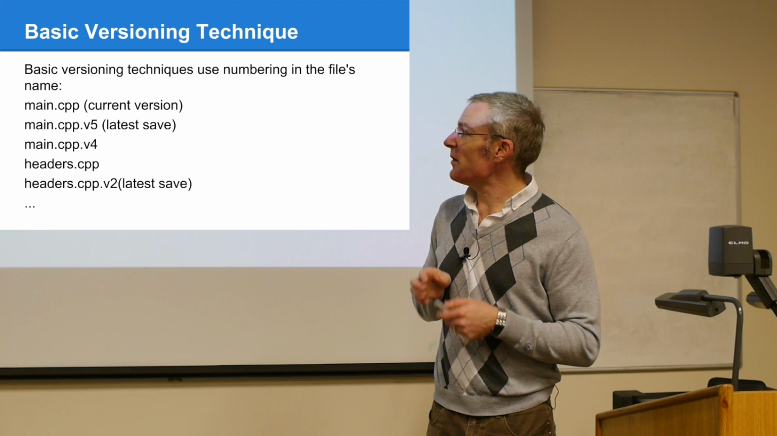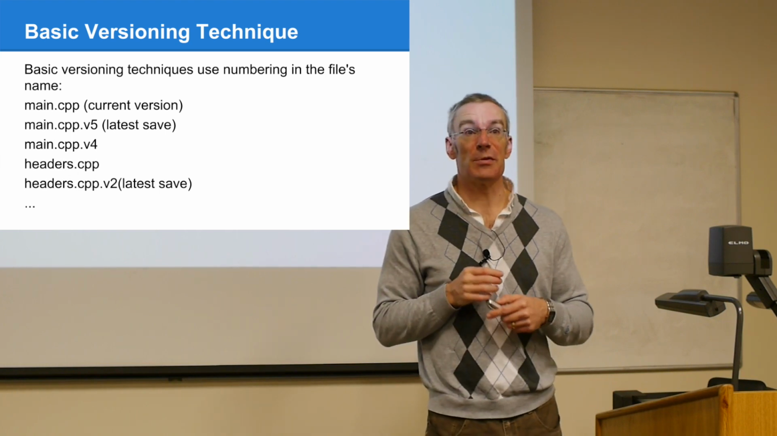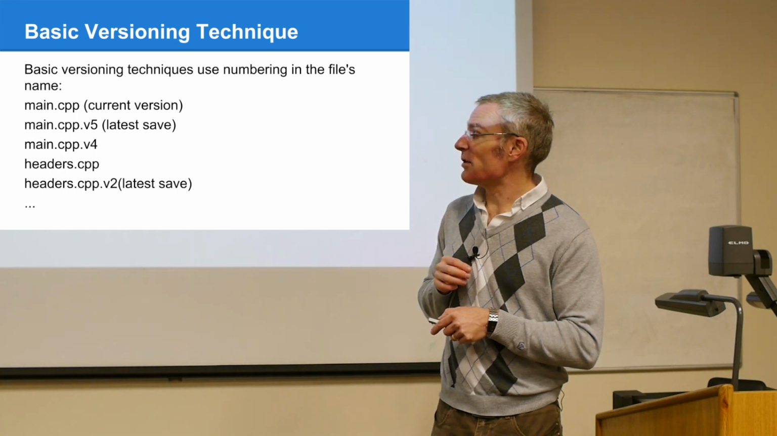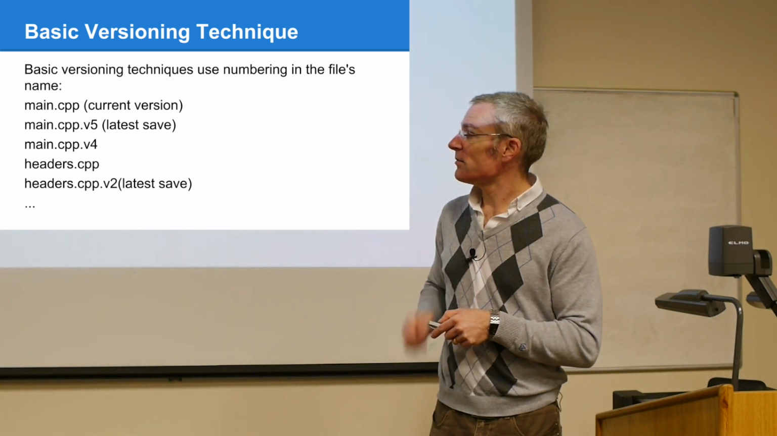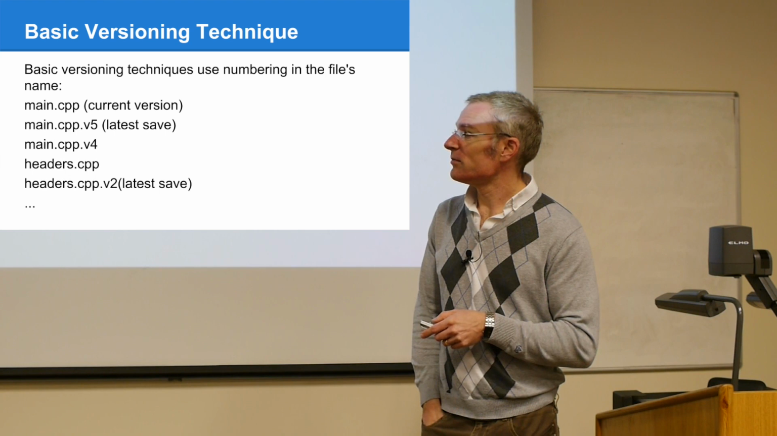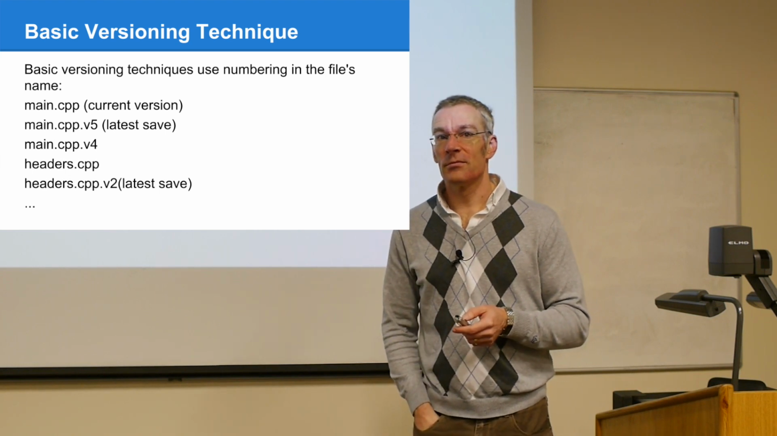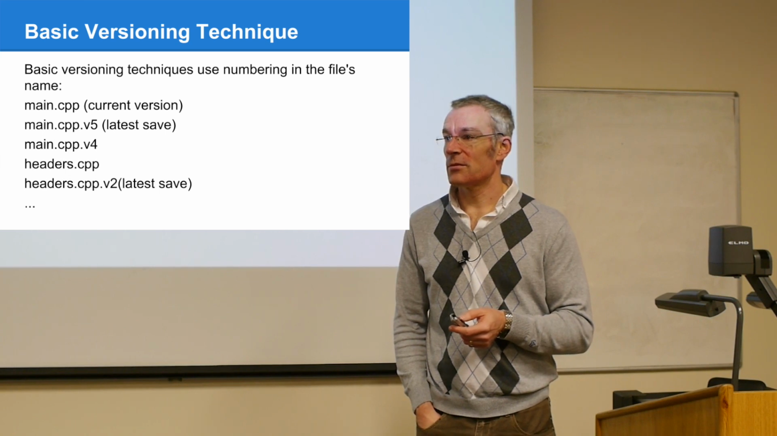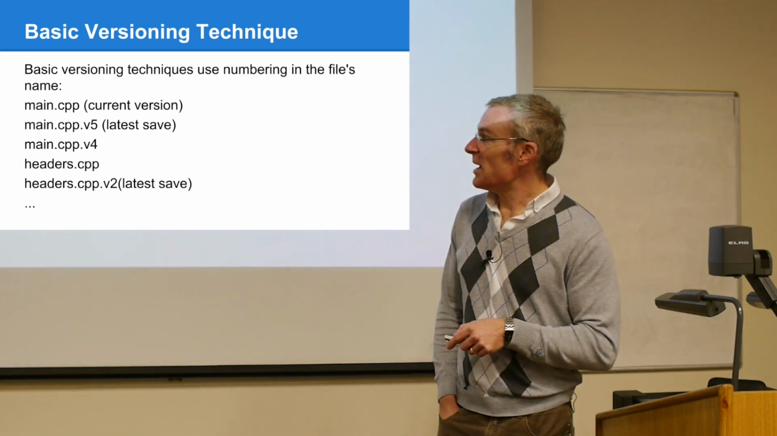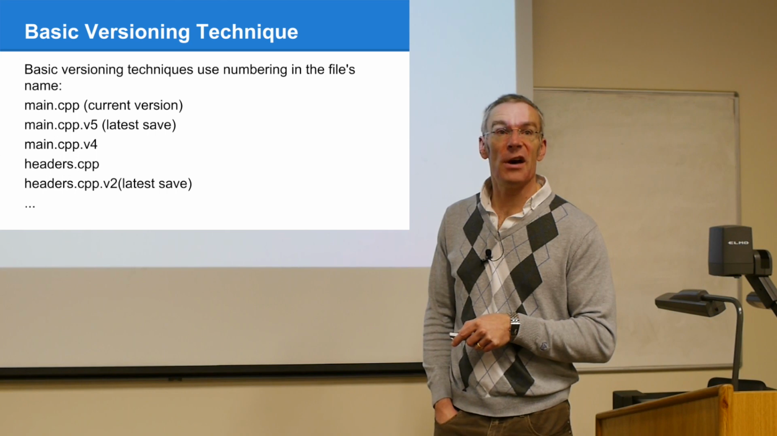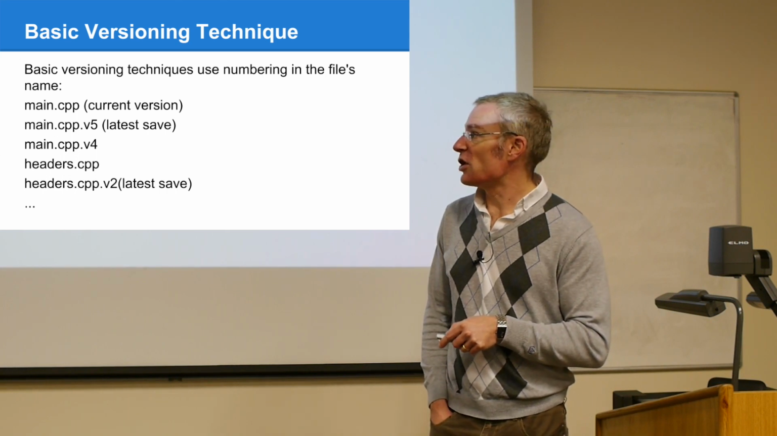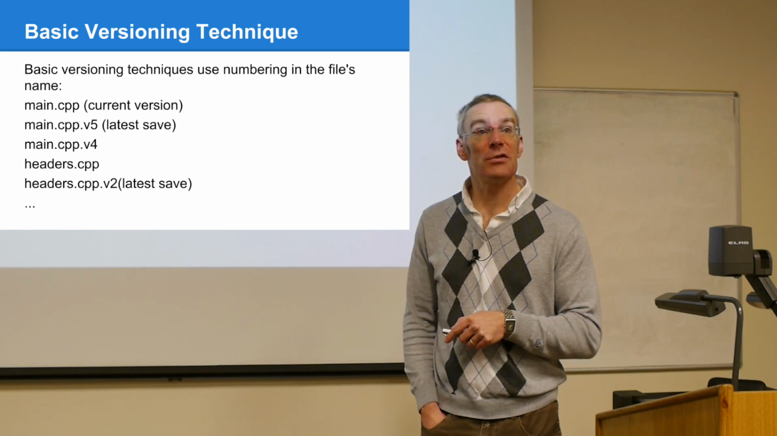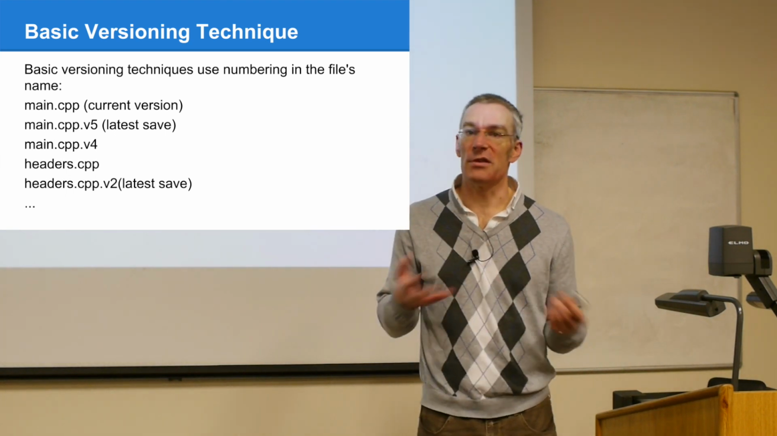Or you might rename your files. There's my main C++ file. There's version 5, the latest one I've saved. There's my previous version. There's a headers file, and I've only got one, so I haven't got a version number. Oh no, there's my backup copy, the latest save of the headers file, can you see? So I could just rename my files and have some system.